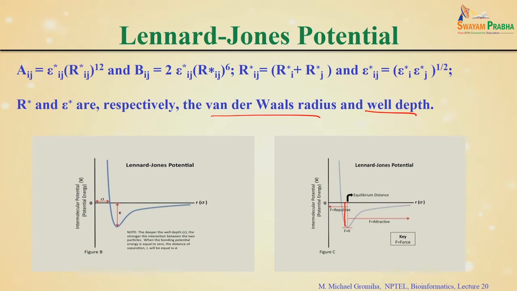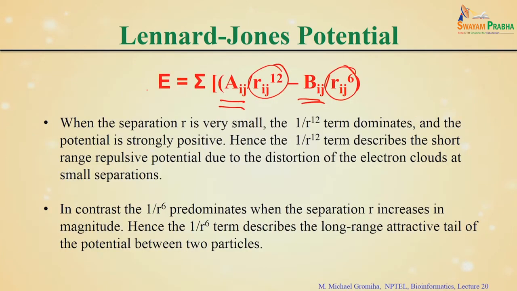At this particular distance r, we have the highest attractive interactions. This distance r is called the van der Waals radius. So from this graph you can calculate the van der Waals radius as well as the van der Waals well depth, epsilon and r. Using this radius and well depth, you can calculate Aij and Bij. Then in this equation, once we know Aij and Bij, we can calculate Rij from the 3D structures, because we have the coordinates, we can calculate the distance.